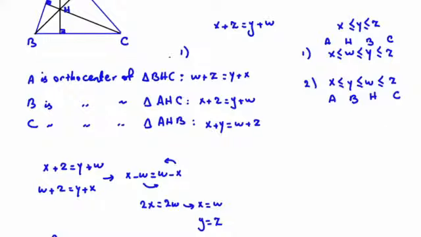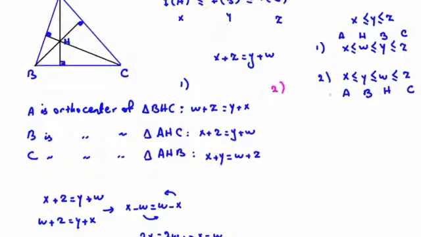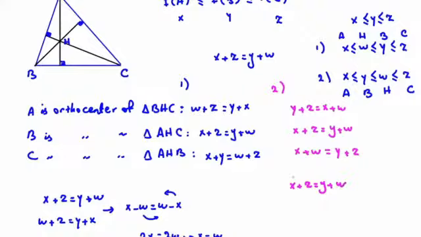Now, let's consider the second case. Okay, in case number 2, BHC: Y plus Z equals X plus W. AHC: X plus Z equals Y plus W. And the last part, AHB: X plus W equals Y plus Z. Okay, so here again, if you write the first equation, X plus Z equals Y plus W, and here Y plus Z equals X plus W.